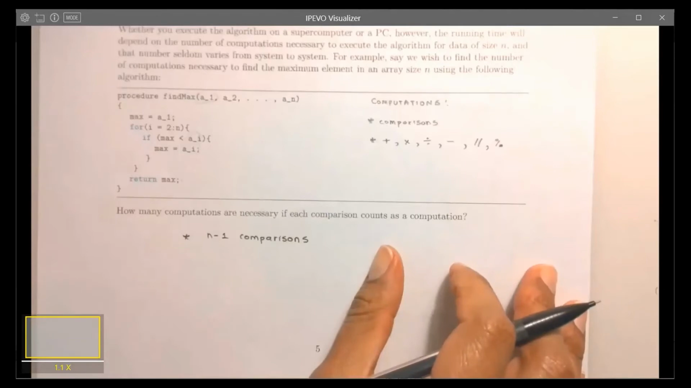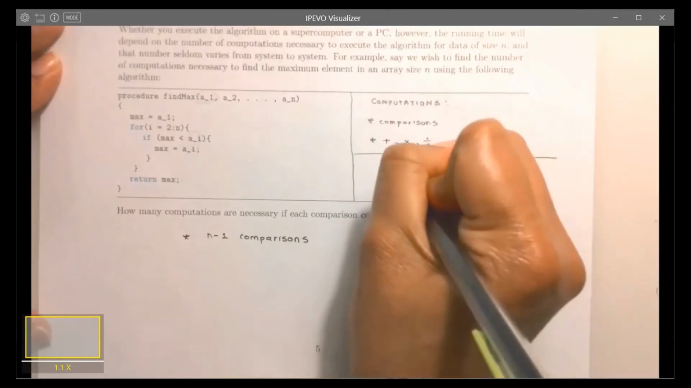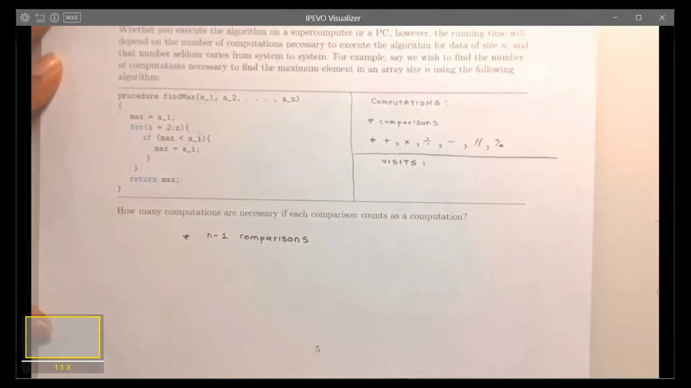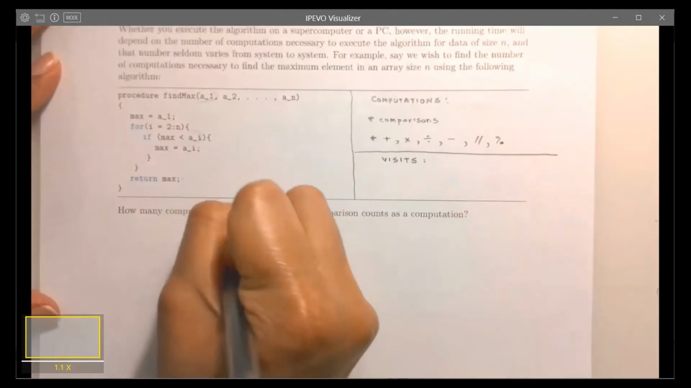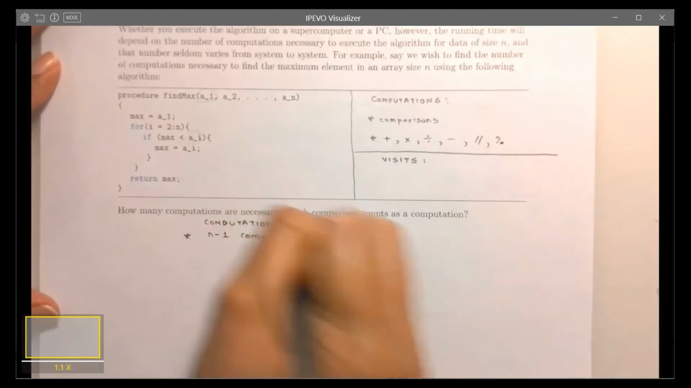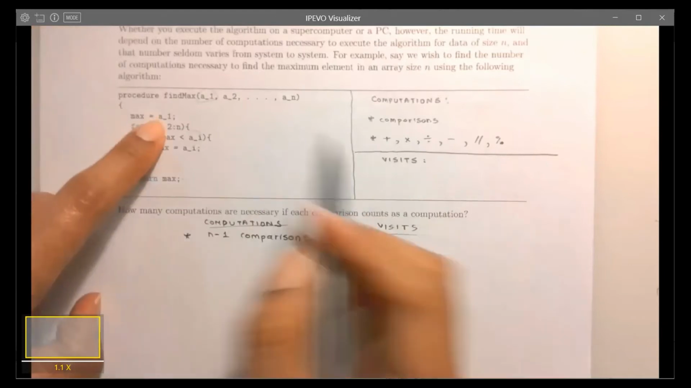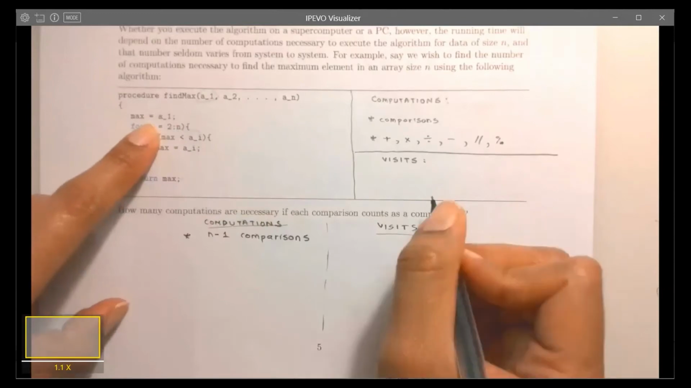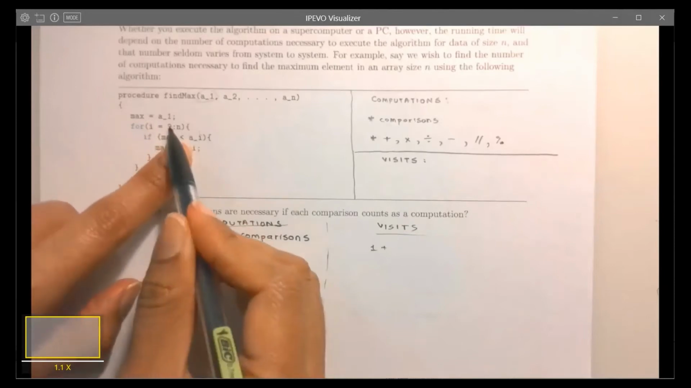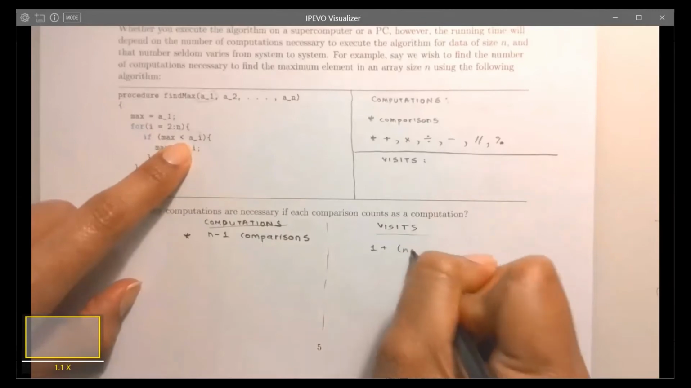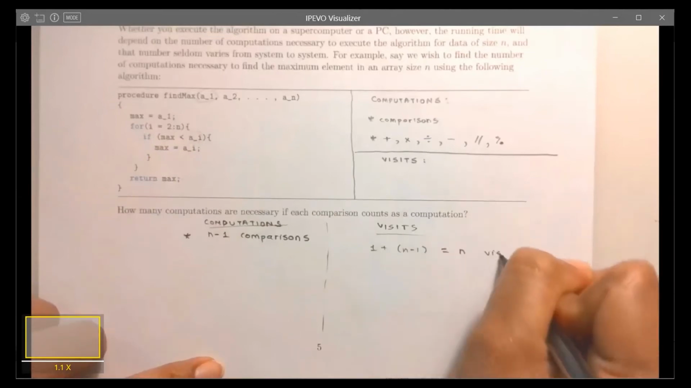Some people also like to think instead of computations, they like to consider efficiency in terms of the number of visits that are made. So if we think about visits, so this was for computations. The number of visits that are made, well, we visit the first element to assign it to be max, so we have 1 plus, and then we compare the ith element for i is 2 to n, so that would be n minus 1 visits to A2, A3, all the way down to An. So that brings us to n visits to the element.